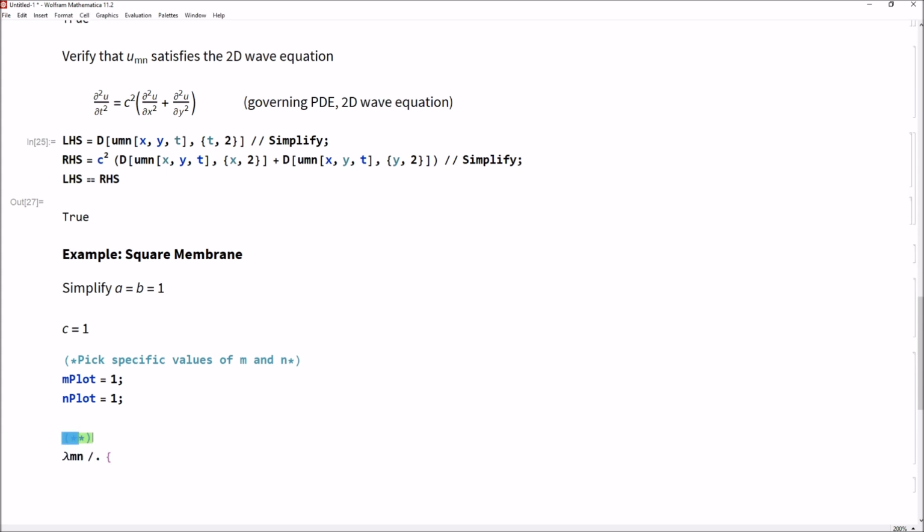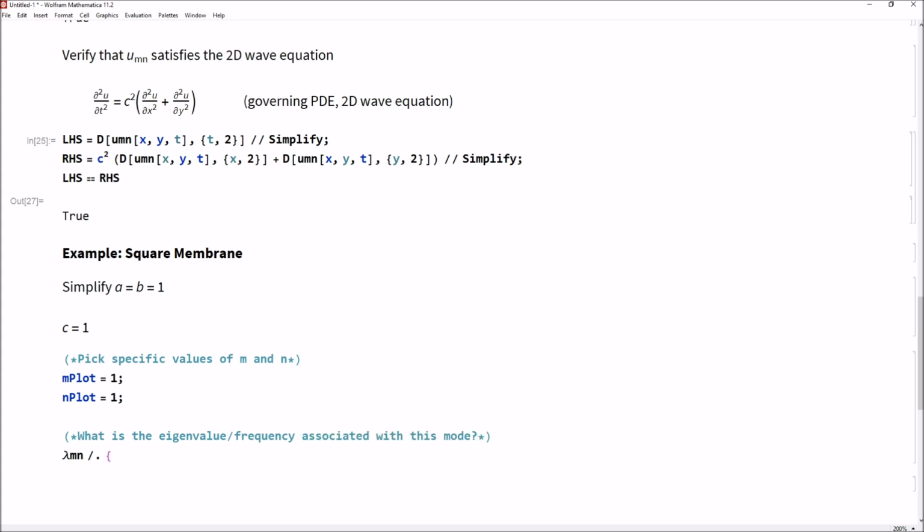Okay, so now, what is the eigenvalue, the frequency, associated with this mode? All I need to do is take this lambda mn and say, everywhere you see an m, replace that with m plot. Everywhere you see an n, replace that with n plot. And then anywhere you see a, b, or c, replace it with a 1. All right, so hopefully that gets us a value.